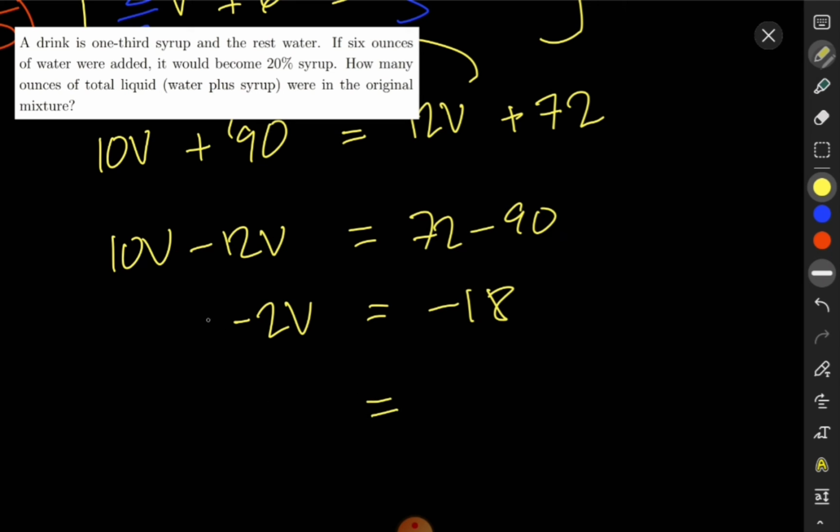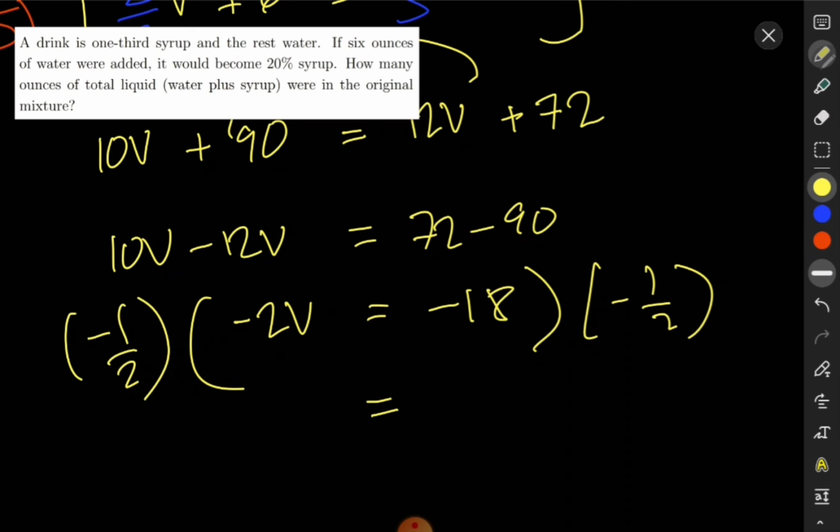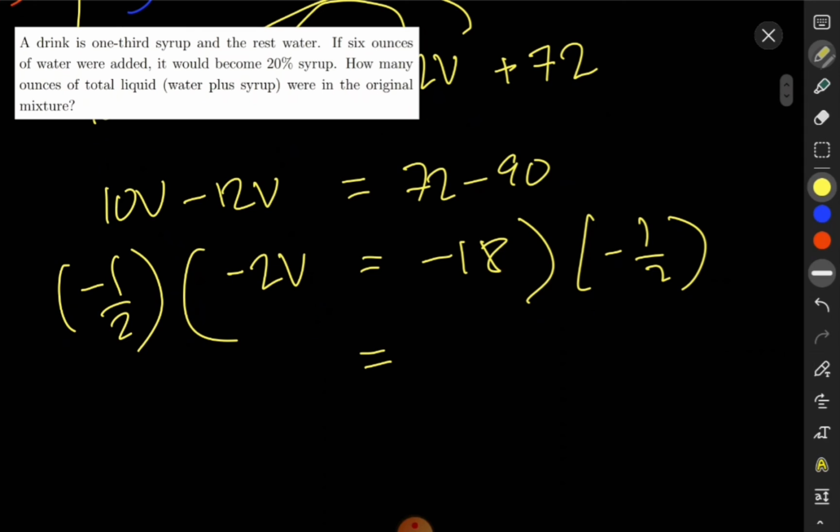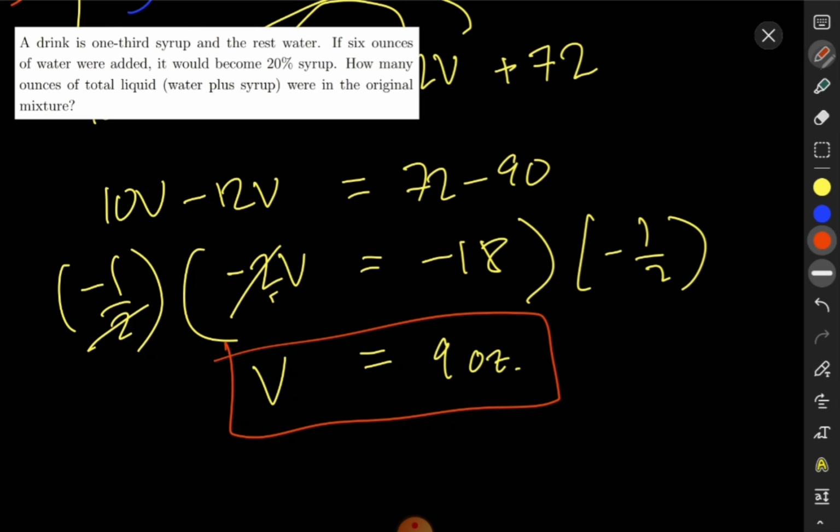Now we're going to multiply both sides by negative 1/2, since the inverse of 2 is negative 1/2. Now we're going to simplify again and our final answer becomes 9 ounces. And here you go, this is the final answer of this random problem.